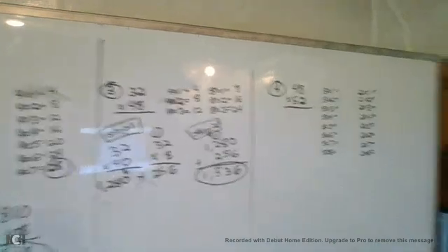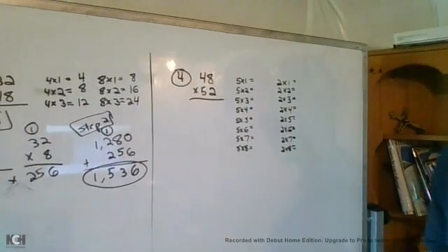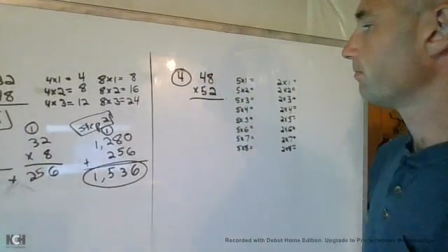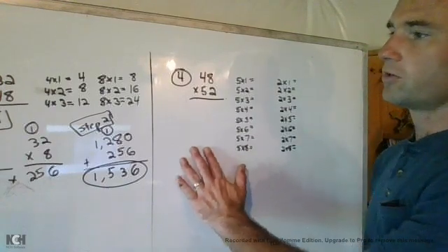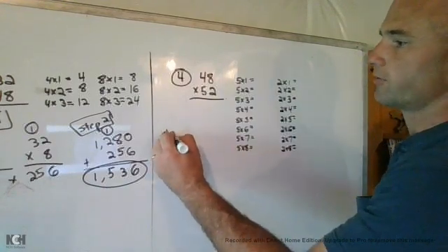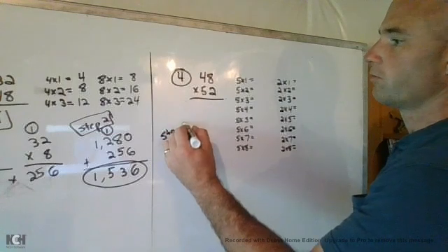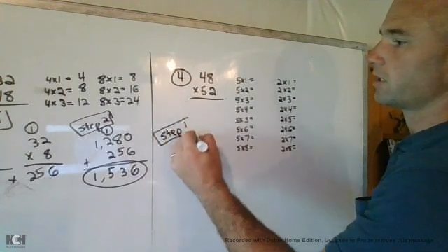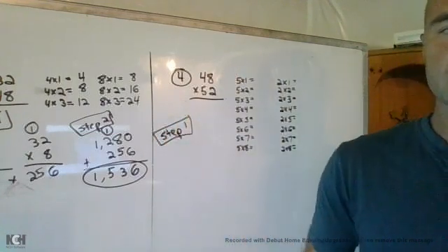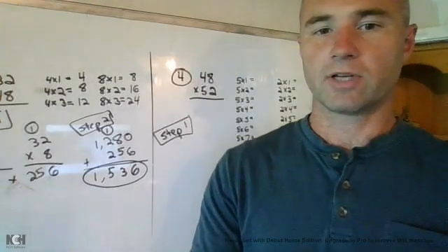Number 4, 48 times 52. Okay? I'm going to let you do the first step. I've been doing the first step and expanding it for you. But this one, I want to see if you can expand it correctly. So go ahead and do that and solve the rest of the problem on your own now.